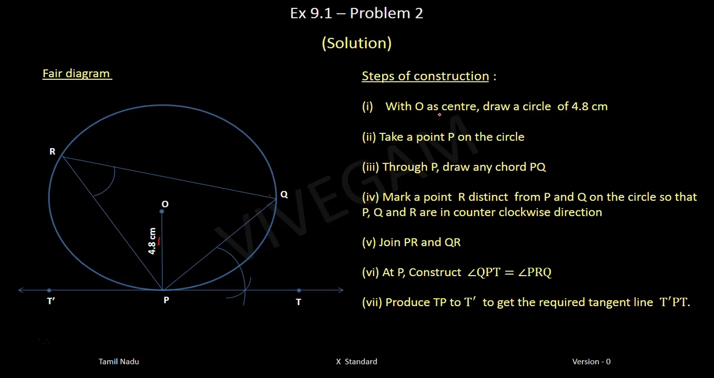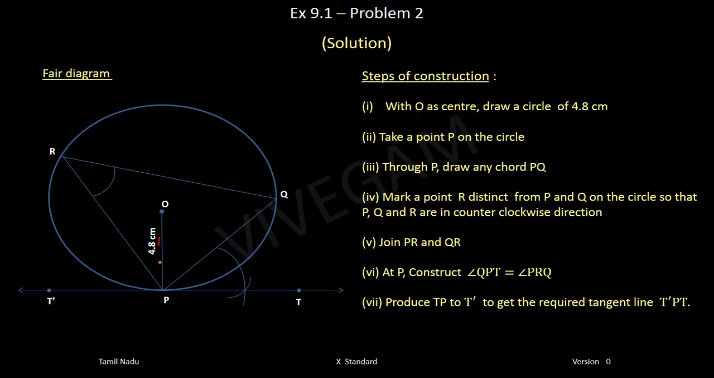With O as a center, draw a circle of 4.8 centimeters. Next, take a point P on this circle. Then through P, draw any chord, so you draw a chord PQ. Then mark a point R distinct from P and Q on the circle so that PQR are in the counterclockwise direction. So we'll have to mark a point R on the circle.